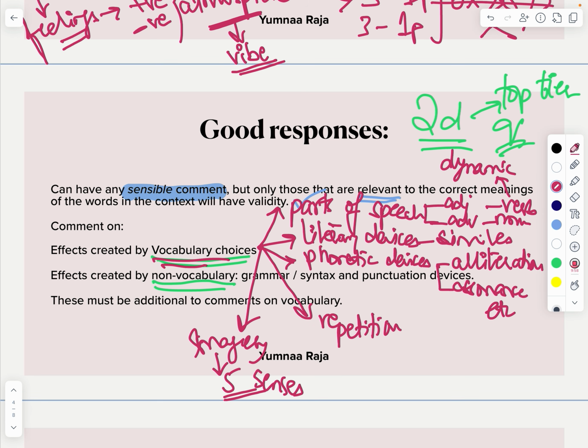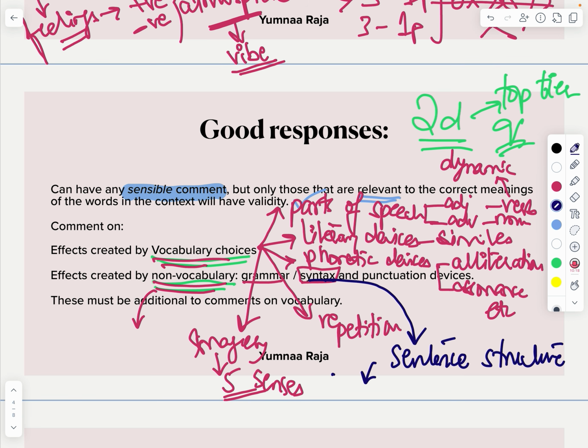Or it could be non-vocabulary choices, which means that you may be able to comment on grammar, syntax. Those of you who don't know what syntax is, it's sentence structure or simply sentence type. So whether the sentences are long, you may comment on that.